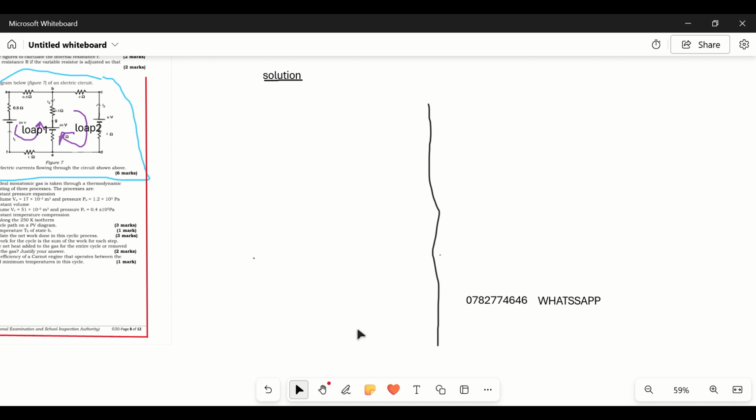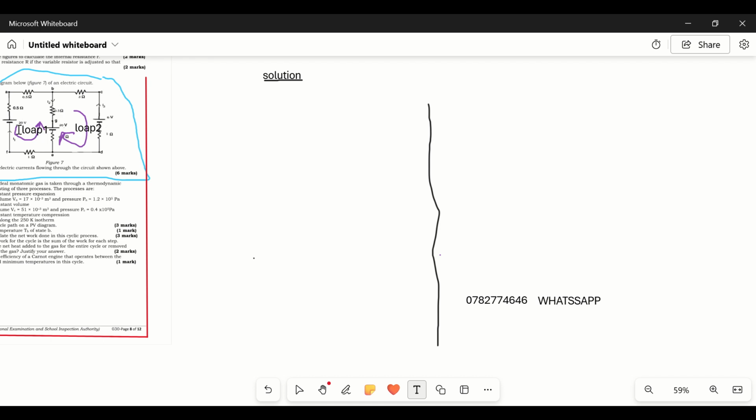So let us do my question here. The question here, 2024, was found in the physics national exam 2024: finding out the electric currents flowing through the circuits shown above. So here we have the circuits and we have to find out current 1, current 2 and current 3.